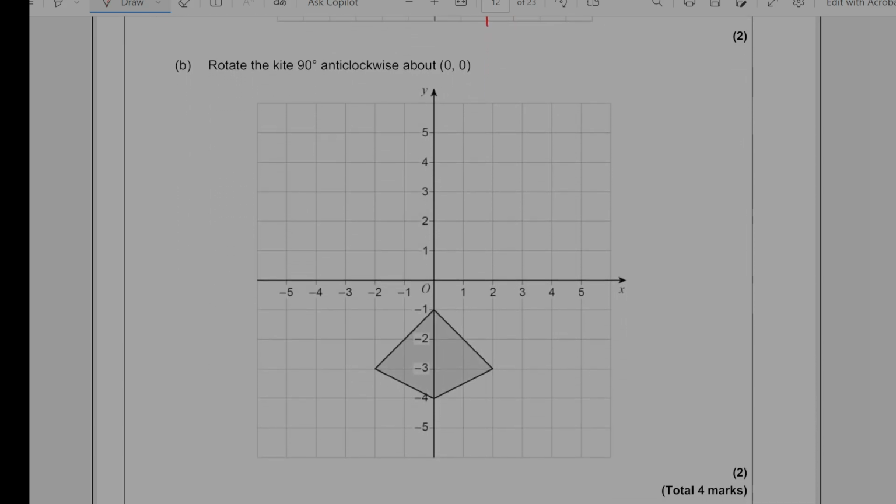Part B, rotate the kite 90 degrees anti-clockwise about the point 0, 0. So let's put that point on first of all. I tend to look at it point to point. So that point, if it's going 90 degrees anti-clockwise, would need to go to there. That point would need to go there. And then I know that there to there has got to be the same as there to there. So that's going to be my rotation.